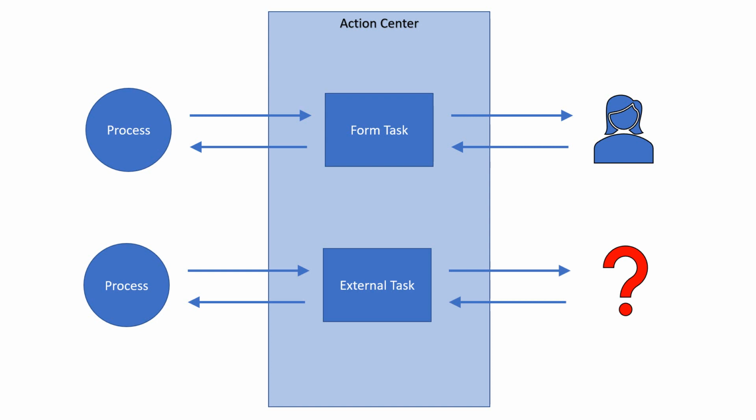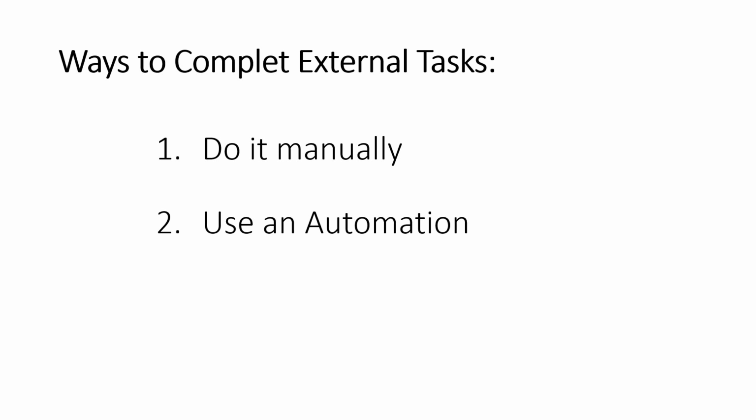Well, in essence, you have 3 ways of completing an external task. There might be more ways, but in this video, we'll stick to the 3. And the first one is you do it manually. You can just go into Action Center and you can say, okay, I completed this task. Let the automation continue. And I'll show you that in just a few minutes. Another way of doing it is by using an automation to complete the task. And I'll show you that as well. UiPath Studio includes activities for completing tasks, so I'll build a quick automation that shows you how to do that.